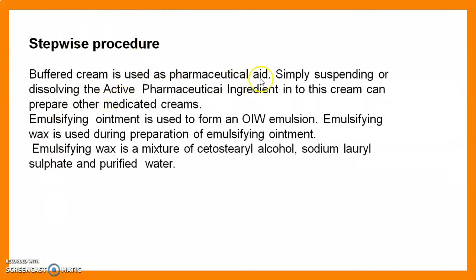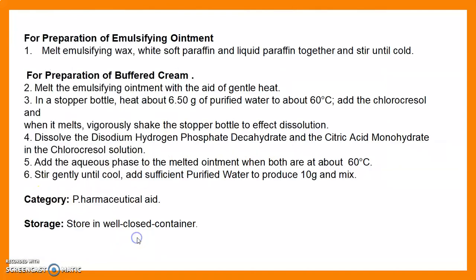Buffered cream is used as a pharmaceutical aid. Simply suspending or dissolving active pharmaceutical ingredients into this cream, other medicated creams can be prepared. Emulsifying ointment is used to form an O/W emulsion. Emulsifying wax is used during the preparation of emulsifying ointment. Emulsifying wax is a mixture of cetostearyl alcohol, sodium lauryl sulfate and purified water.